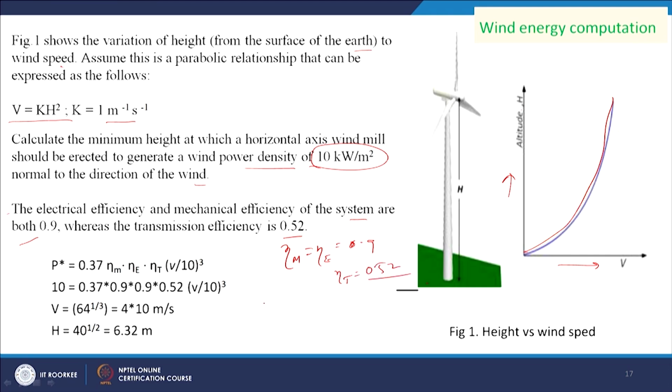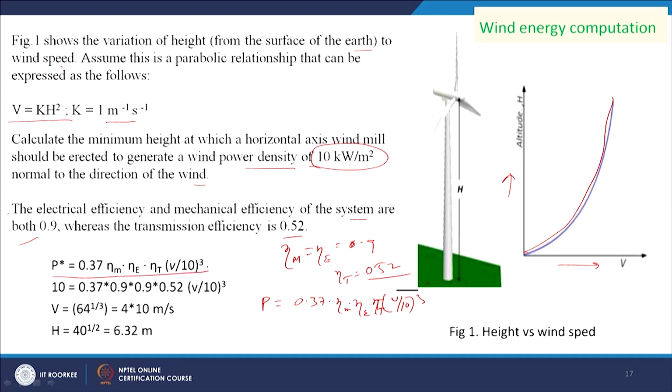So, what is our case? Our P is equal to 0.37 times m times efficiency of electricity, times efficiency of transmission, and then we have (V/10)^3. This is the formula we have.